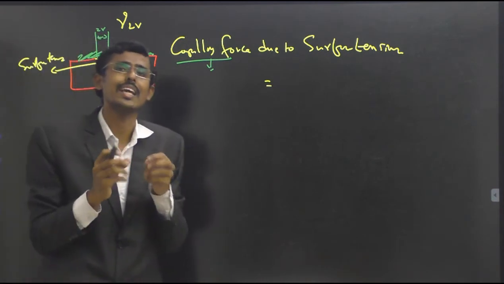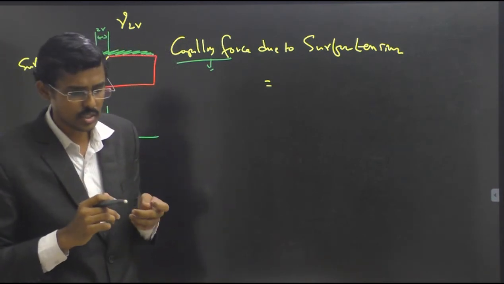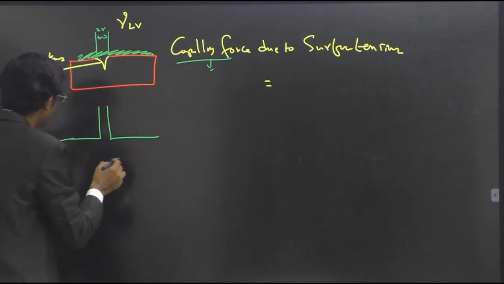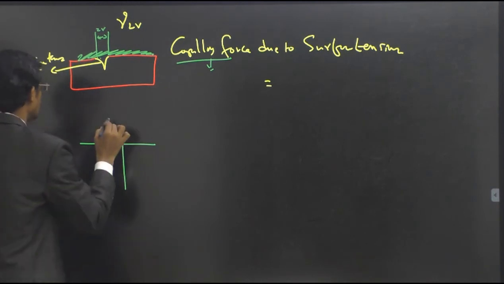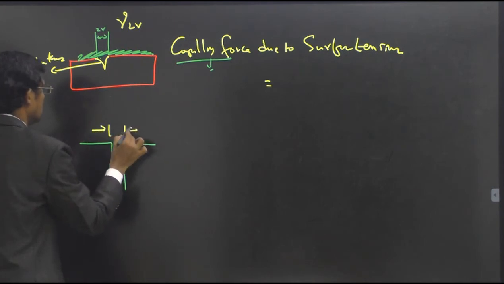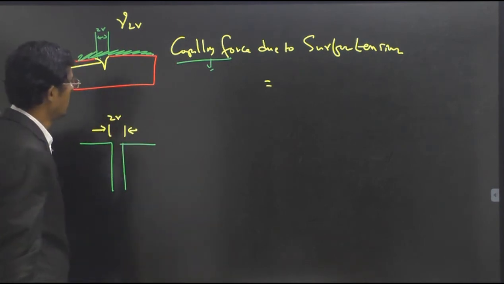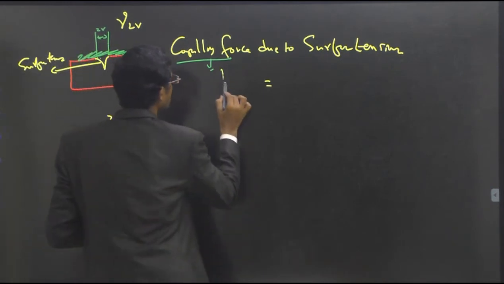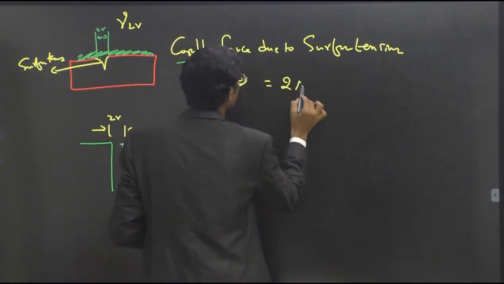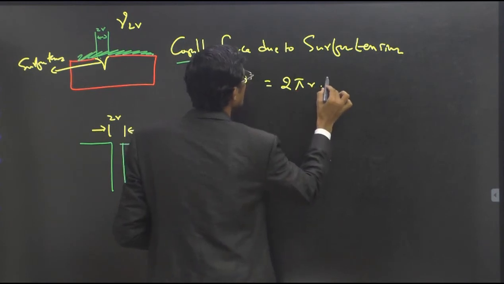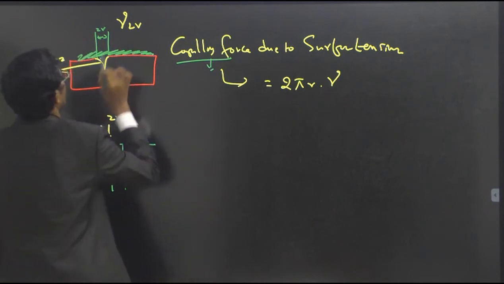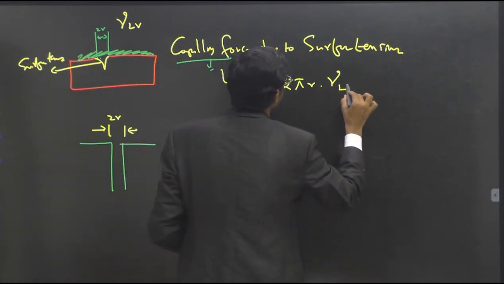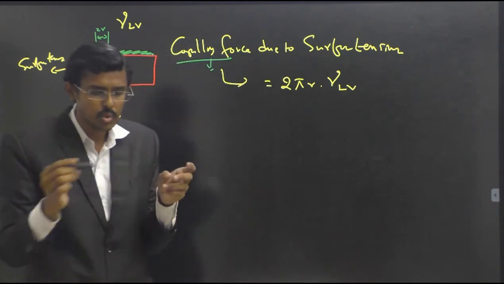We are talking about capillary force. I have taken this capillary force in such a way that it has to go deeper. This height is called 2r. Now the capillary force is equal to 2 pi r into the surface energy, which means the surface tension of liquid to vapor. This is how we can form the equation.